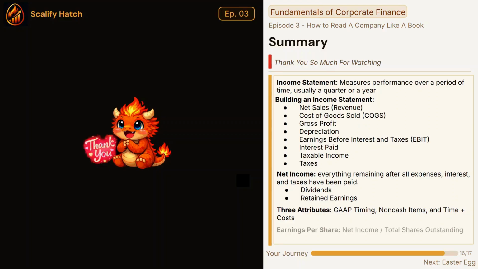And finally, we have earnings per share, which takes all that total profit and slices it down to what it means for a single share, letting you compare a massive company and a tiny one on the exact same footing. Two documents, two different jobs, one frozen in time, one moving through it, but permanently linked through that one number that flows from the bottom of the income statement straight into the balance sheet.